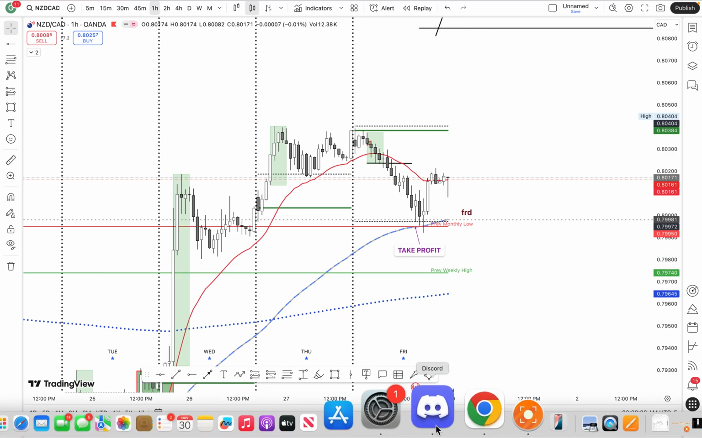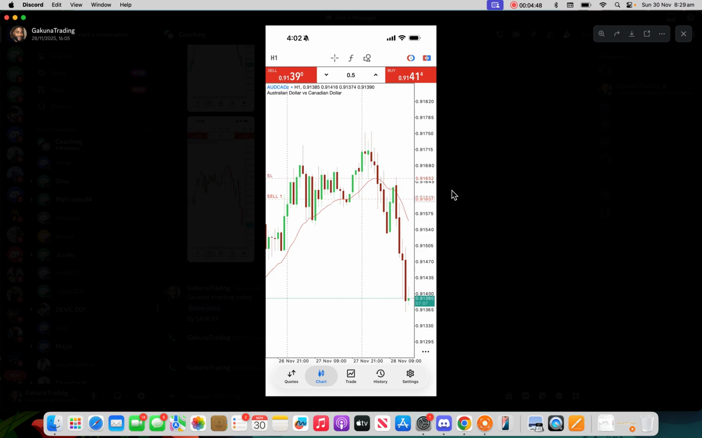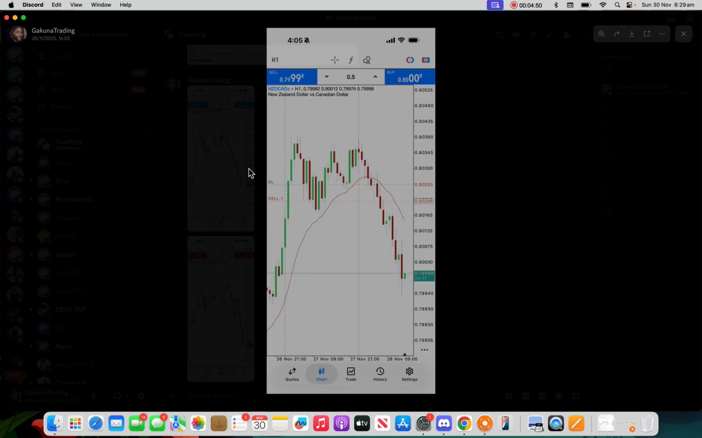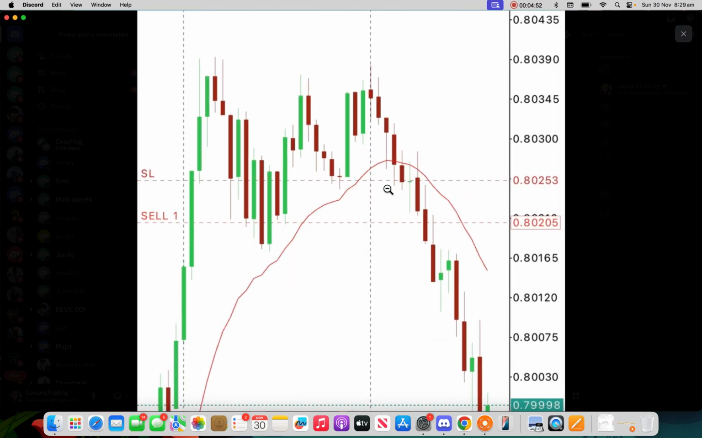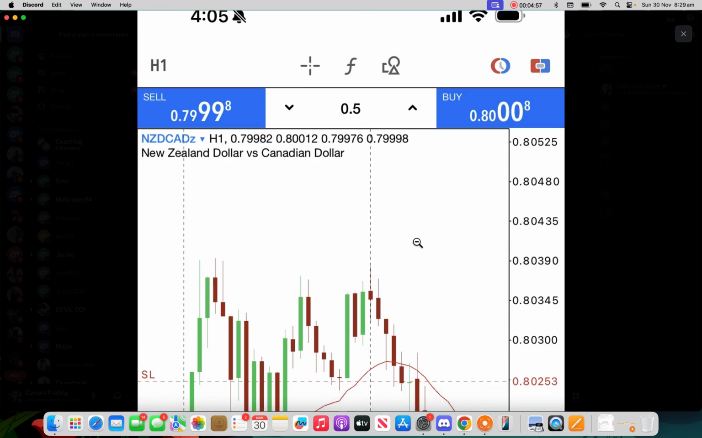Now we look at the execution. This was the Aussie card. We'll talk about the Aussie card. This was the NZD card. If you zoom in on this chart, you see where I entered. This is the 1-hour chart.